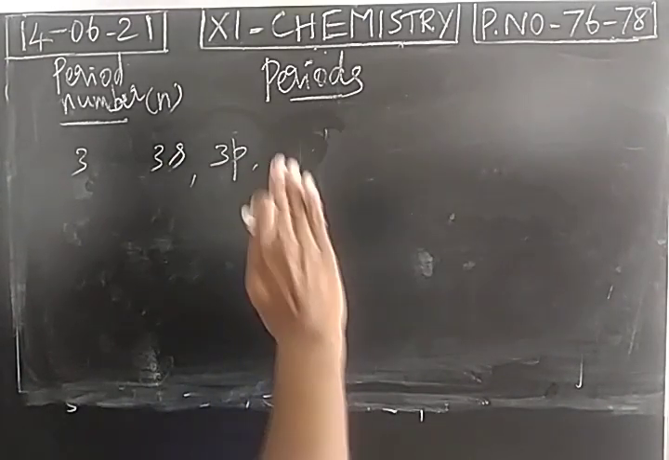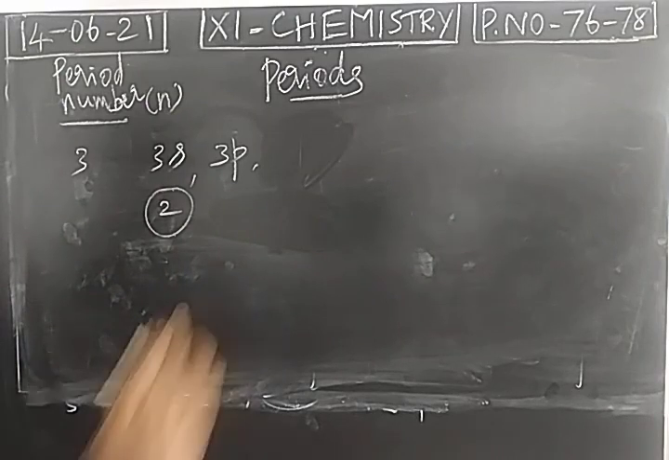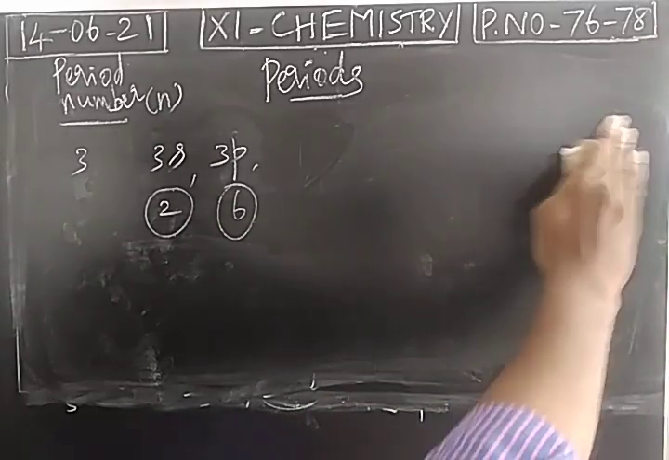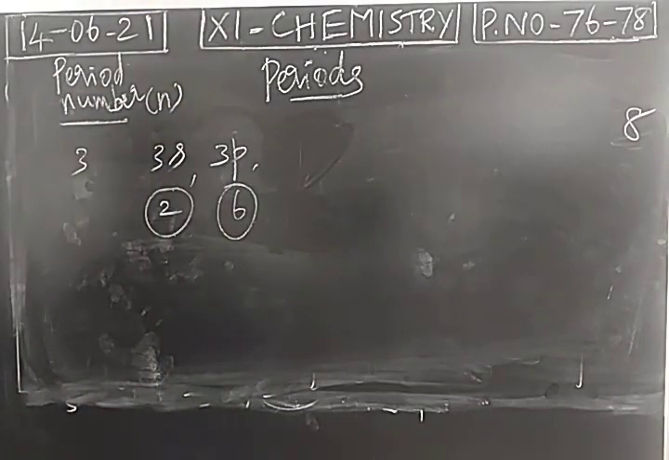So we omit this. The third cell has all 3 types of orbitals, but the 3d orbital energy is more than the 4s orbital, so we omit it. The maximum number of electrons that can be accommodated in the s orbital is 2, and in the p orbital is 6. So totally 8 electrons can be placed in the third cell. So the third period in the modern periodic table will have a maximum of 8 elements, because the third cell can accommodate a maximum of 8 electrons.